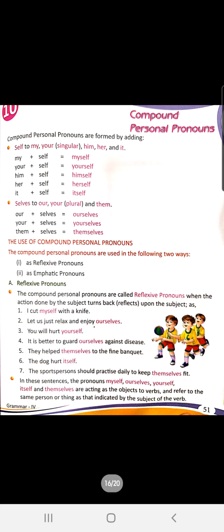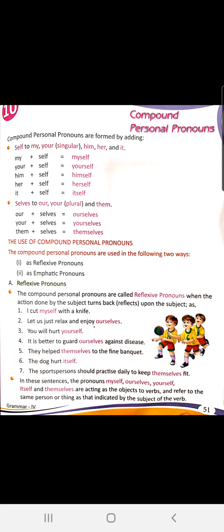Children, let us see the examples which are given in the book, and that will make it all the more clear. Compound personal pronouns are formed by adding self to personal pronouns or selves to personal pronouns. Clear? My, your, him, her, it, our, your, them. It depends, okay, that you are using self or selves. The compound personal pronouns are used in the following two ways: as reflexive pronouns, as emphatic pronouns.